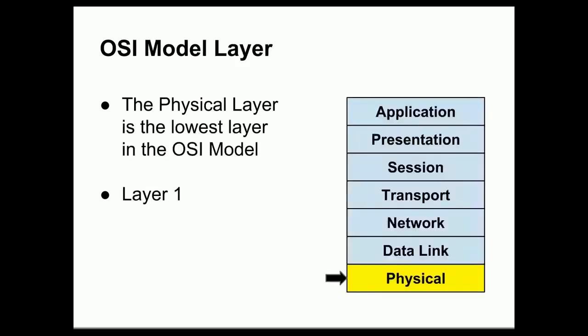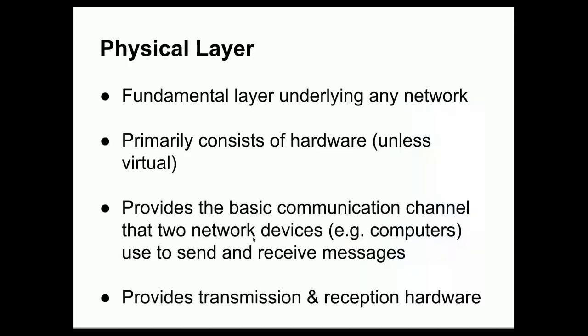The physical layer is at the lowest layer of the OSI model. This is layer 1. This is the layer of the conceptual OSI model on which all the other layers are built. In practice, this is also the layer that contains the networking hardware. The remaining layers can be implemented as software layers on top of that hardware.